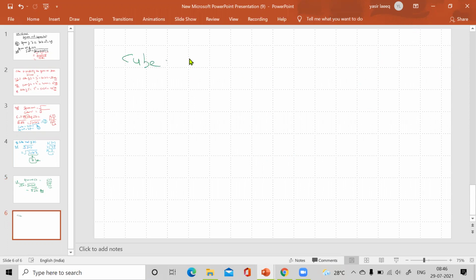How to find the cube root of a fraction? Suppose a fraction is given to you, that is, I will put it here. Beta, listen, 343 over 1331. So you have to find the root.